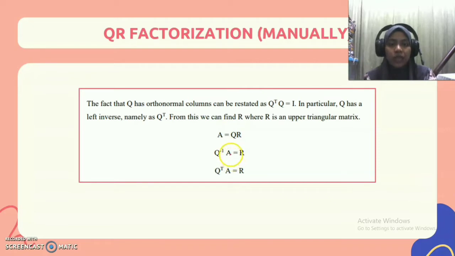So move Q to the other side to find R. So we have Q inverse times A equals R. Q inverse is equal to Q transpose. So Q transpose A equals R. So we are going to find Q transpose and then multiply it by A and we will get R.